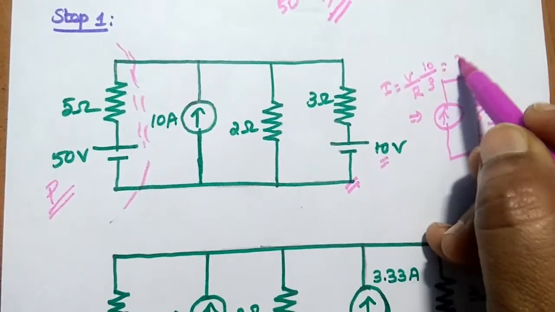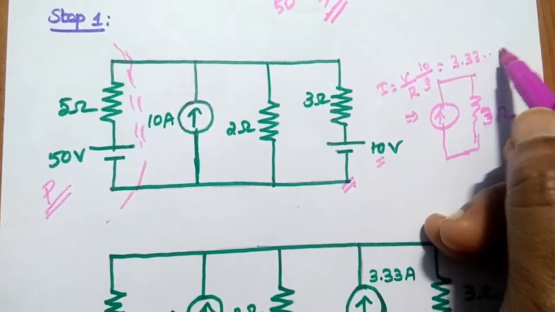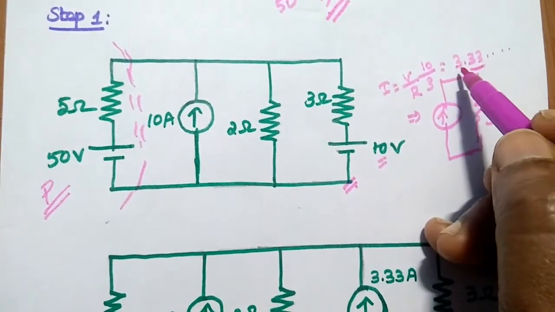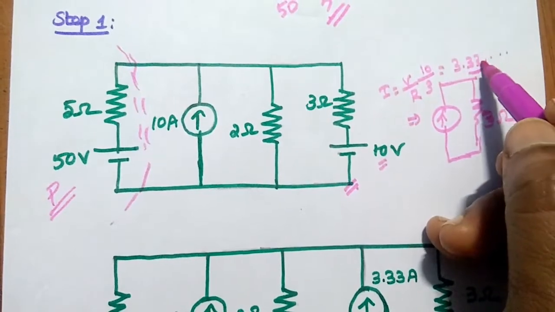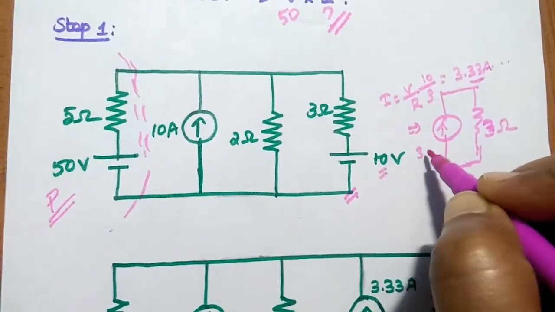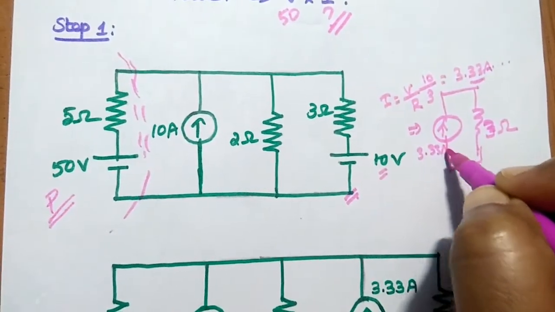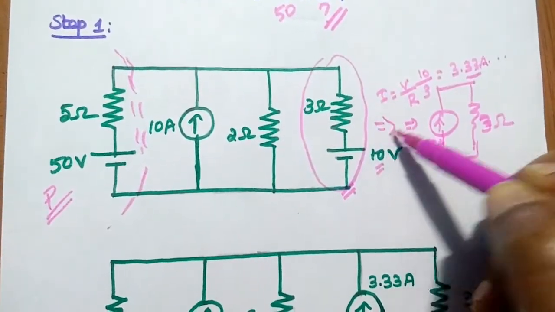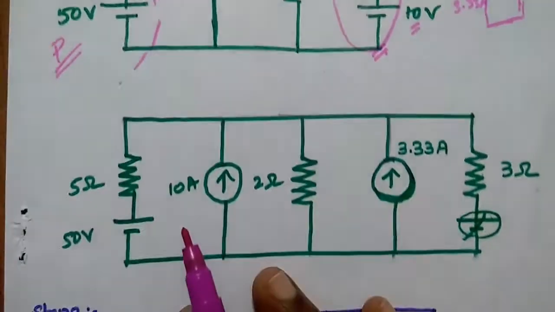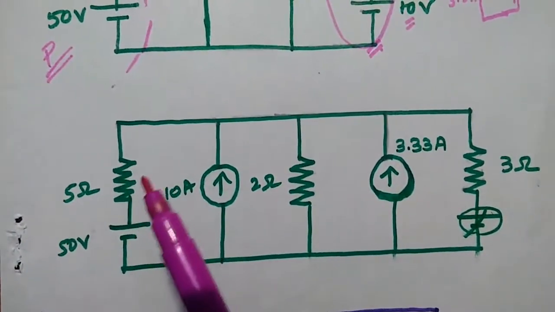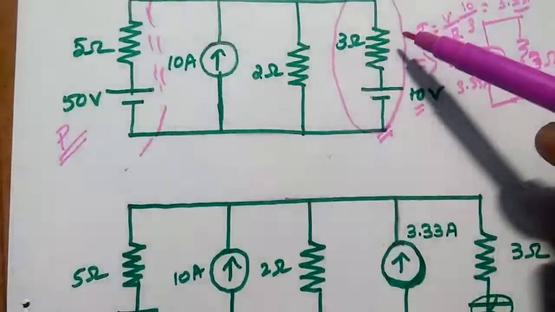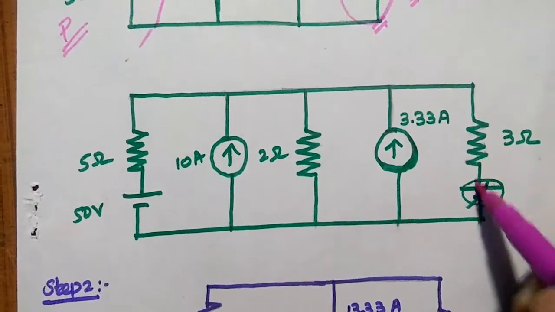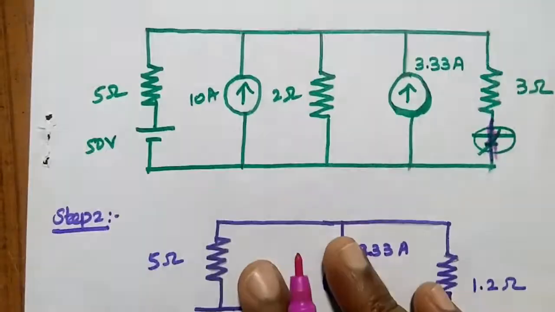So 10 by 3 is equal to what? 3.33. It is going on like that. We can stop only with the 2 digits. Okay. So 3.33 amps. So now we can represent the current source as 3.33 amps. So this voltage source is converted into current source. So here we can see this. Okay. So up to this, the same diagram, this voltage source is converted into the current source. Okay. So voltage is converted into current source.